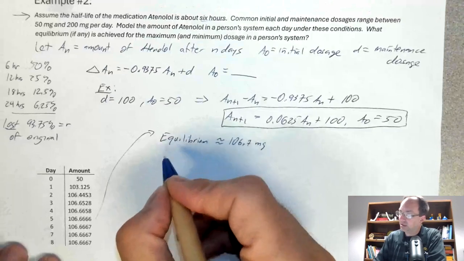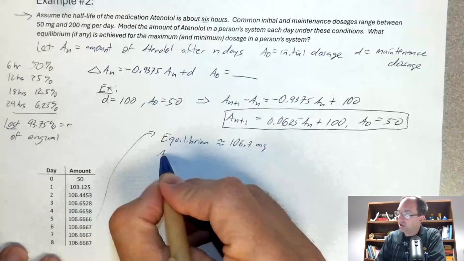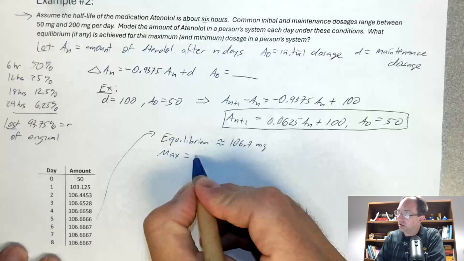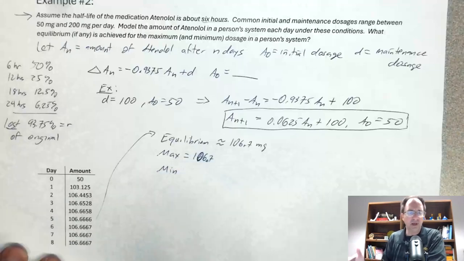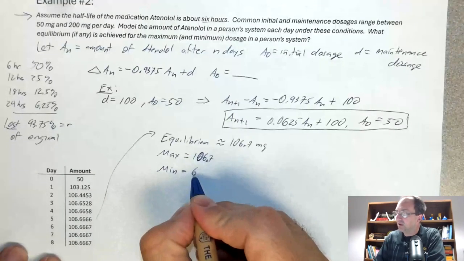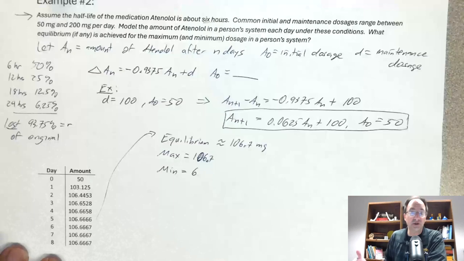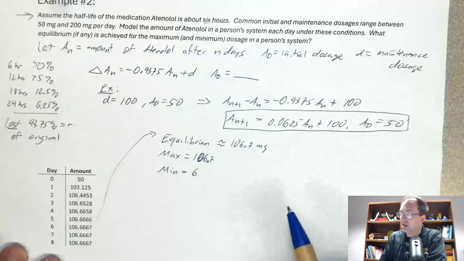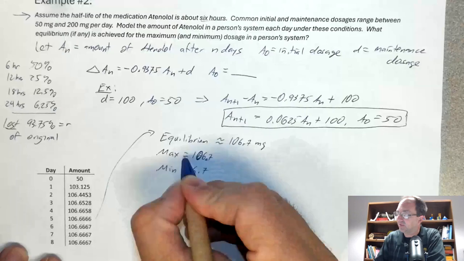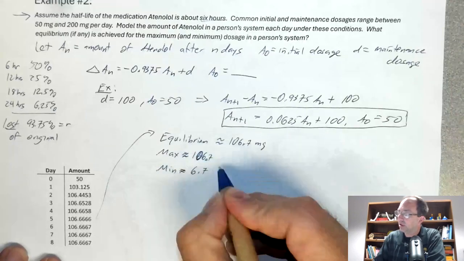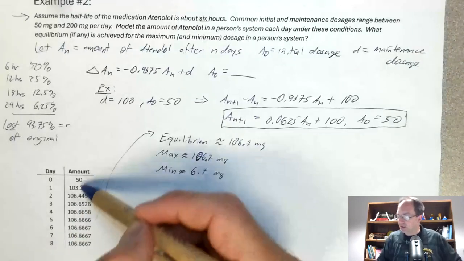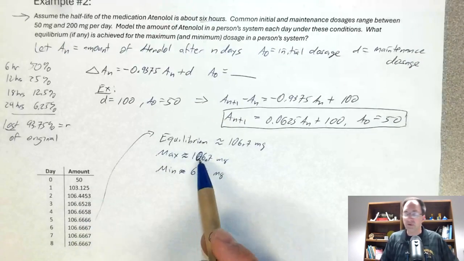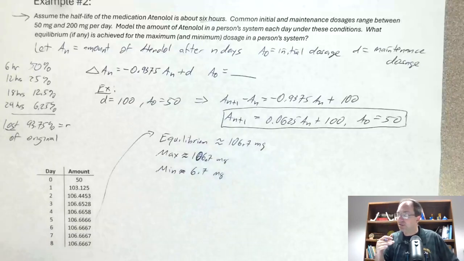And then the max and the min. So the max is at 106.7, and then the minimum, it depends a little bit perhaps on when you're taking the dosage, but the minimum, then of course, that 106.7 includes the additional 100 that we add at the end of the day, and so the minimum then is about 6.7 milligrams. So we can see that once we get into this equilibrium stage, we bump up to about 107, drop down to 6.7, and then bounce back up.